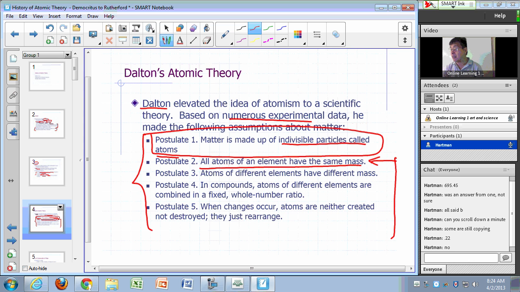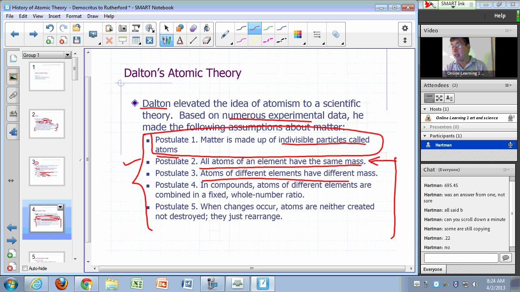Of course, we now know that this isn't true anymore. That's one thing you realize about theories in science: they evolve as you uncover new information. You make changes in your assumptions. So what we now have is no longer the theory that Dalton proposed. It's a revision of Dalton's atomic theory. We now know that atoms of the same element don't have the same mass, but they have the same number of protons in the nucleus. But they didn't know that at the time. So as far as experimental information at the time was concerned, postulate number 2 was good enough: all atoms of an element have the same mass.